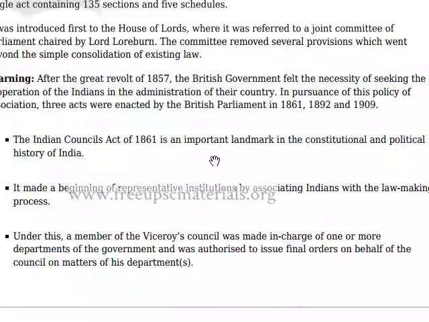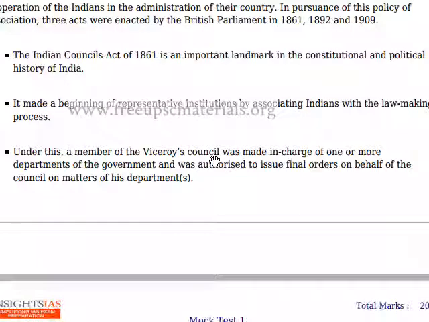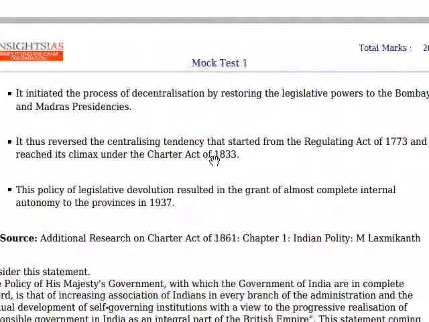Under this, a member of the Viceroy's Council was made in charge of one or more departments of the government and was authorized to issue final orders on behalf of the council on matters of his department. It initiated the process of decentralization by restoring the legislative powers of the Bombay and Madras presidencies. It thus reversed the centralizing tendency that started from the Regulating Act of 1773 and reached its climax under the Charter Act of 1833.